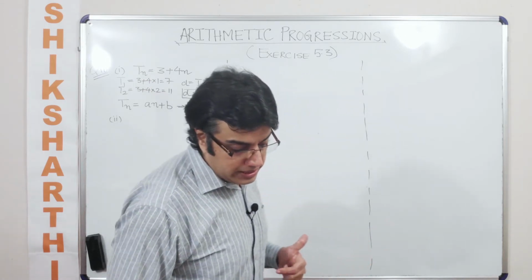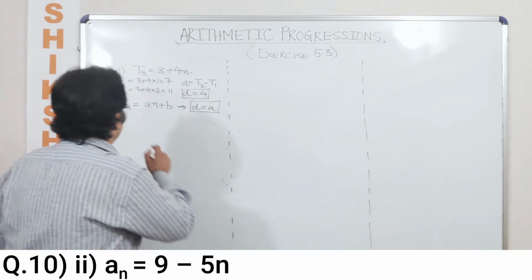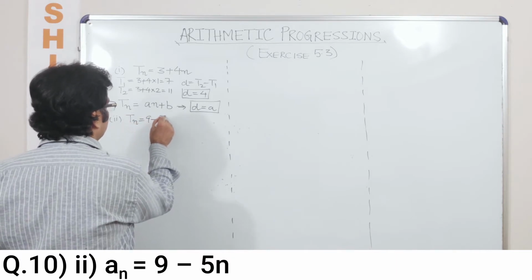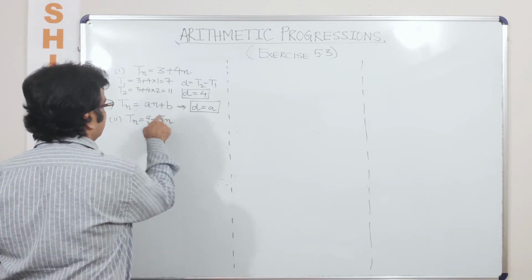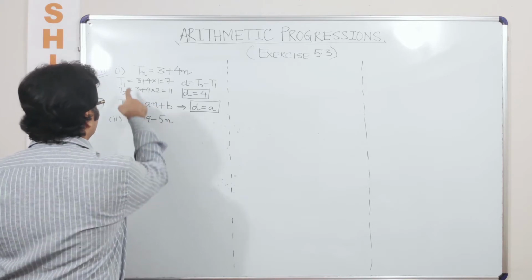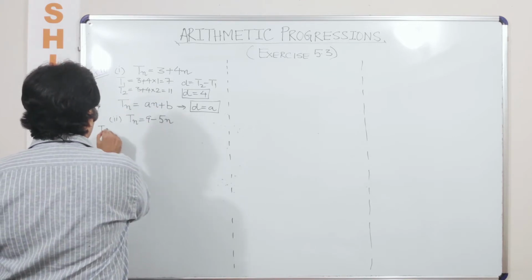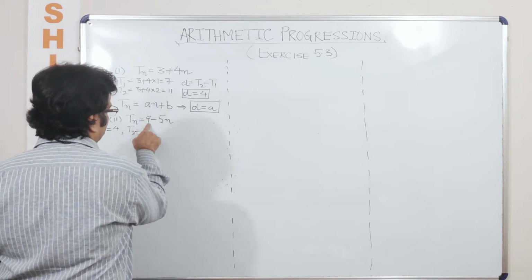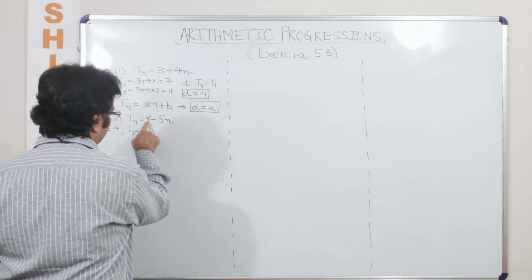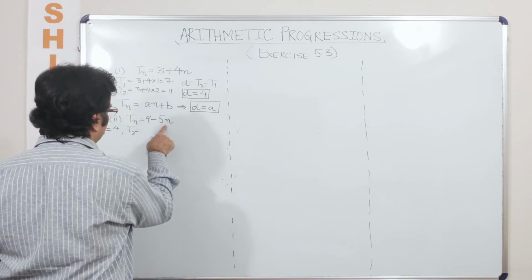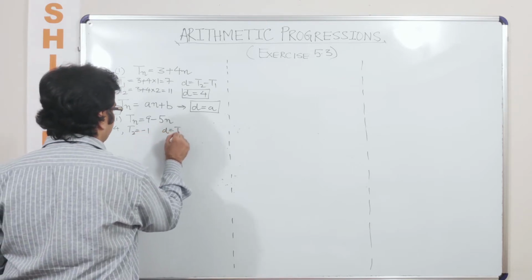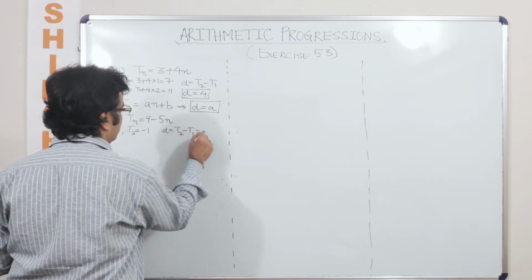So the next question here is, the nth term is 9 minus 5n. So we can use the same logic and we can say that the common difference here is minus 5. But let us solve it. So how much is T1 here? 4. How much is T2 here? So T2 here is, n is 2, 9 minus 10, which is minus 1. And what is the common difference? Common difference will be T2 minus T1, which comes out to be minus 5.